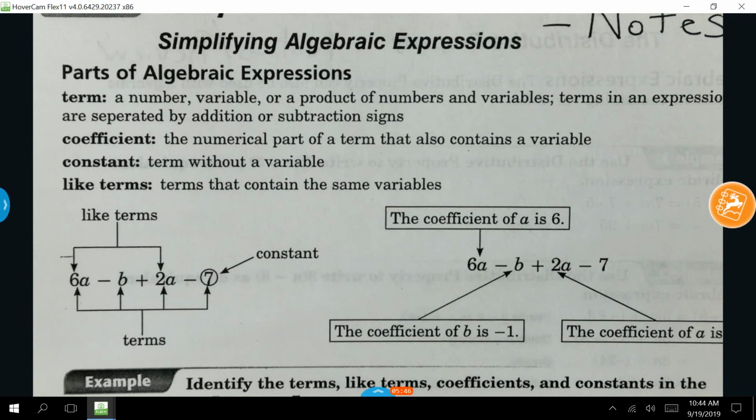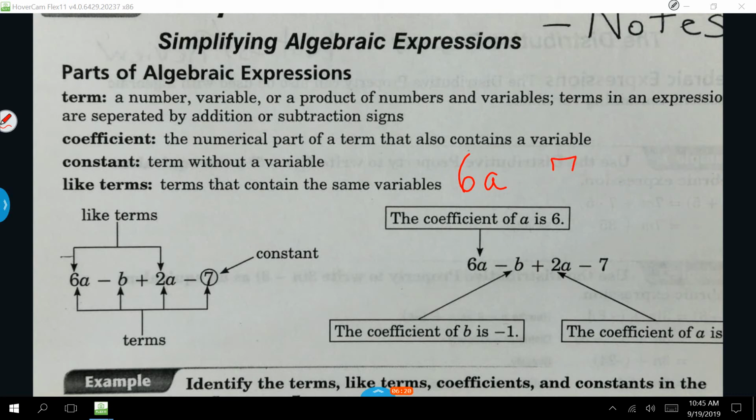And like terms, this is what we're going to really work on today. Terms that contain the same variables. And when I say same, I mean exactly the same. 6a is not a like term of 6a squared. You have to have the exact same variable makeup to be like terms. So that's a plain a, that's a squared. You can't put those together. If you had 6a and 6ab, you cannot put those together.